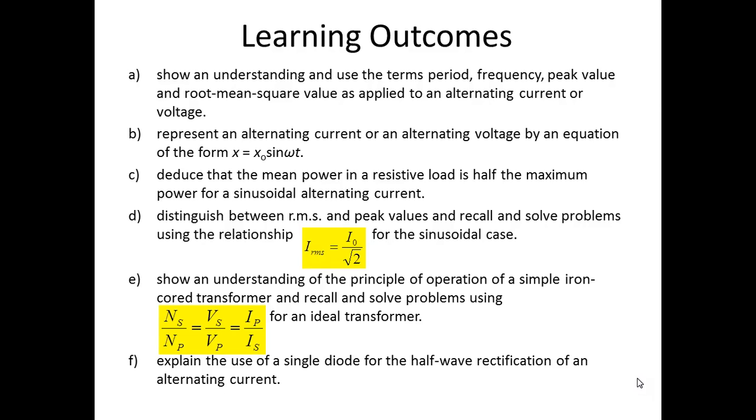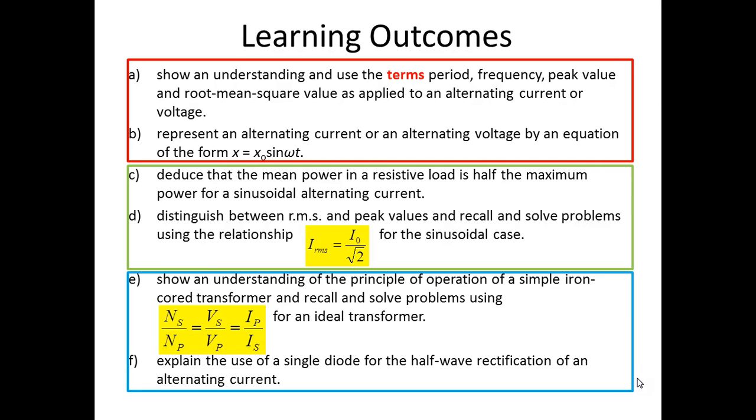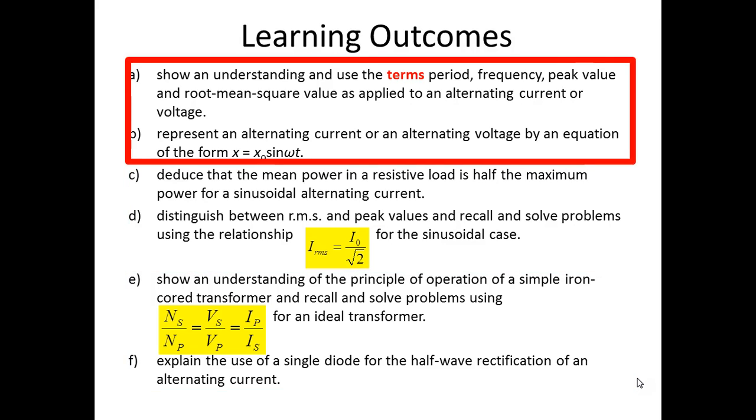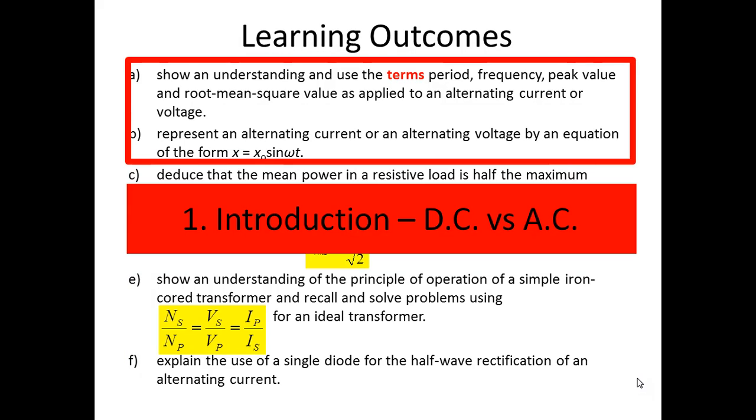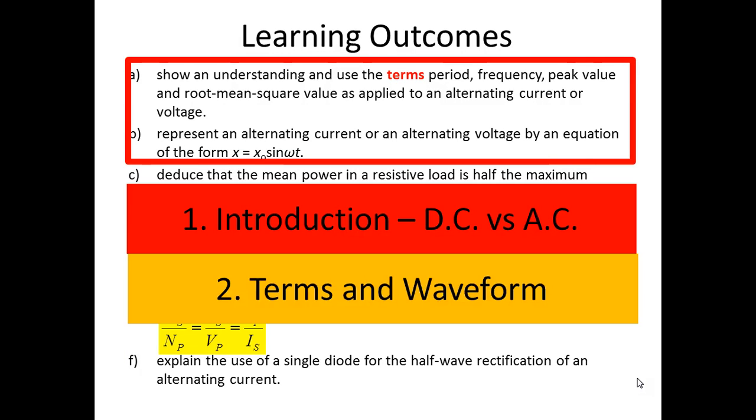There are many learning outcomes as provided in the notes, and I've grouped them into three main parts. The first part is the introduction to what AC is. The second part is on what is root mean square current and how to use it for different cases like square waves and sine waves. And the last part is on transformers. In this video, I'll be covering the first part. I will separate it into number one, introduction, and number two, the terms and the waveform.